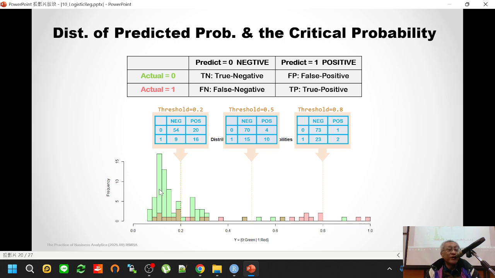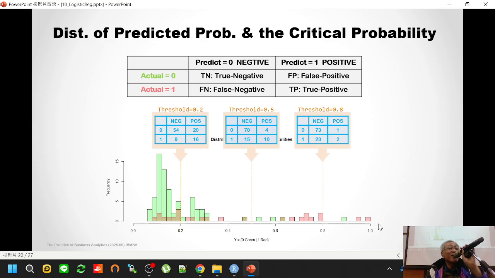And for those points where y equals 0, I draw the distribution of their predicted probability in green, okay? So this is the distribution of predicted probability, and the red one is for y equal to 1, okay? And the green one is for y actually equal to 0, okay? So in this way, we can count, right?